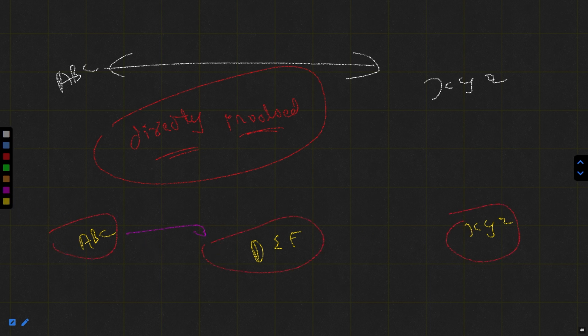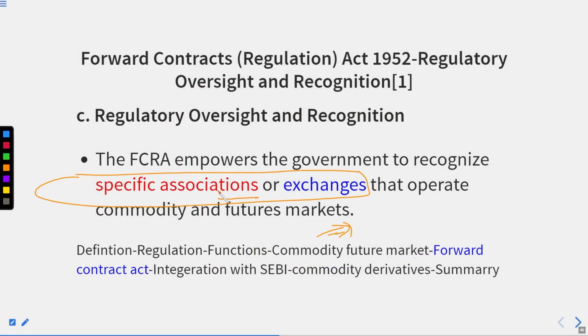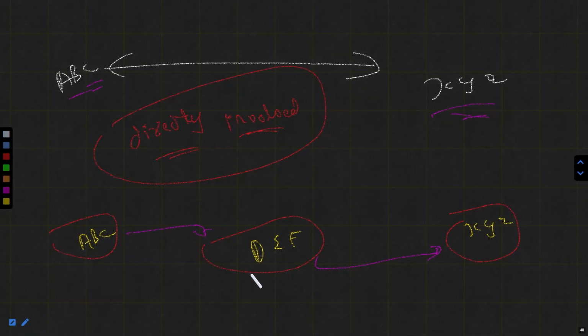So ABC and this. All right. So this is a third party or the specific exchange or association. In such a case, they also have a private partnership. But right now, they both are communicating directly. But in the second case, they have the mediator in between. Okay. So the FCRA empowers the government to provide recognition to these kinds of mediators, specific associations or exchanges.